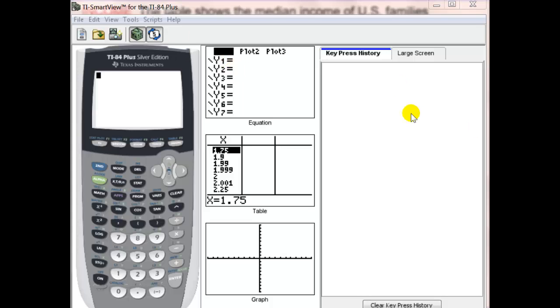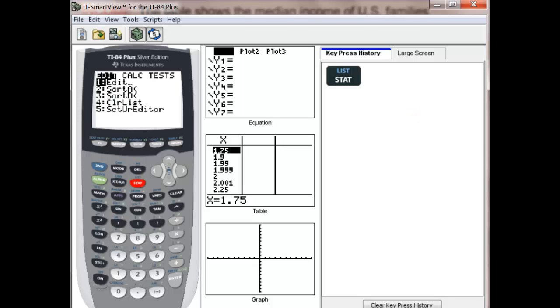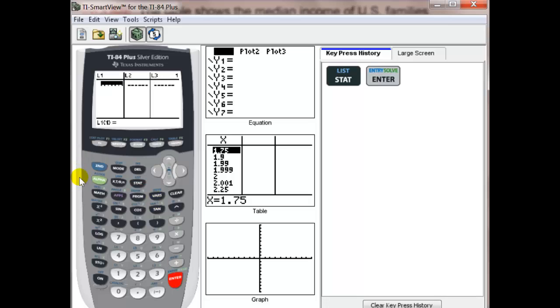So what you do is go over to stat, because technically we're doing statistics. We want to do number 1, edit. If there's anything in there, arrow up and press clear. Arrow over to list 2 and press clear also. Now we arrow down and start putting our data into list 1. So input your data.